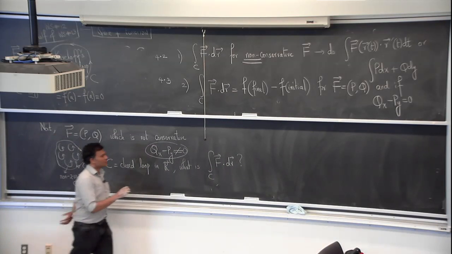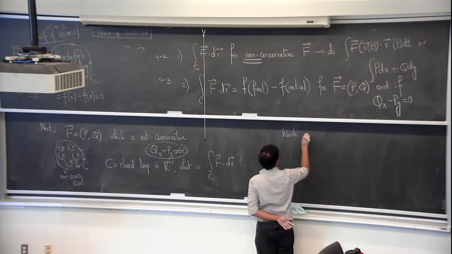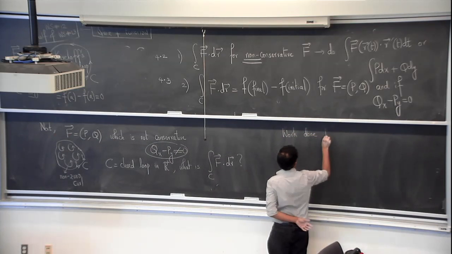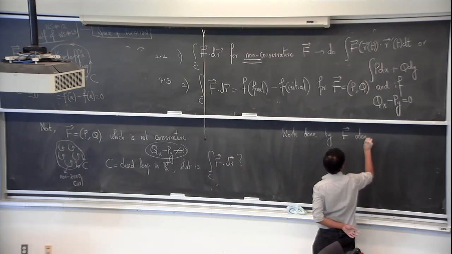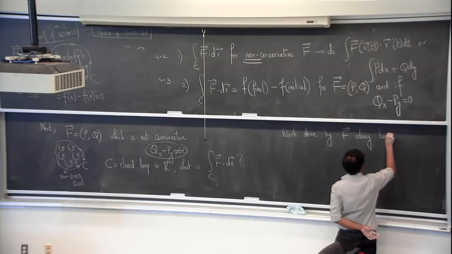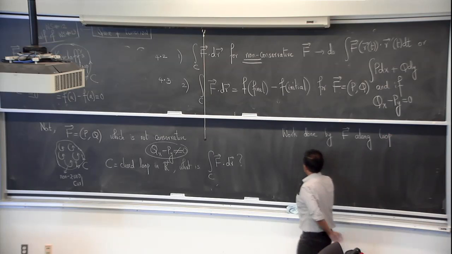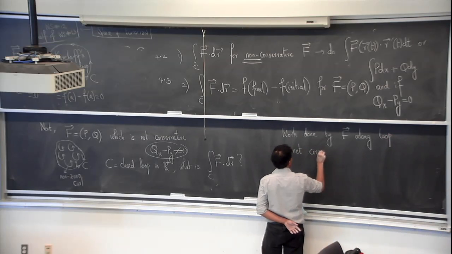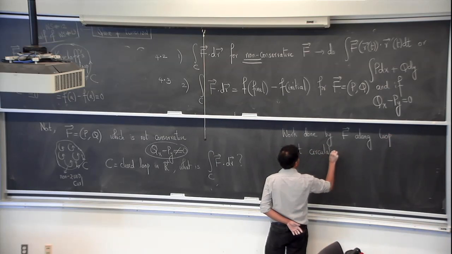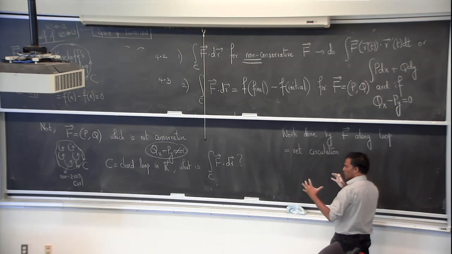So the work done by F along the loop, it's a closed loop now, is the same as the net circulation that is generated in the surface which is enclosed by that loop.